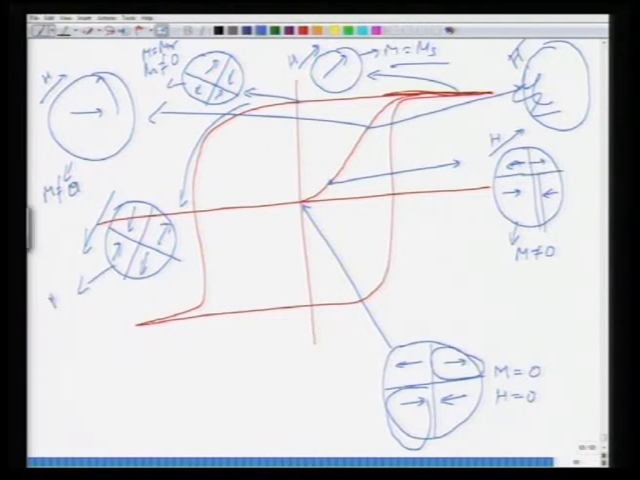So, this gives rise to m is equal to 0 at h is equal to minus hc, and this whole process continues in the similar fashion.